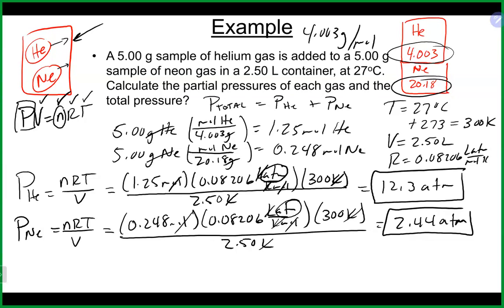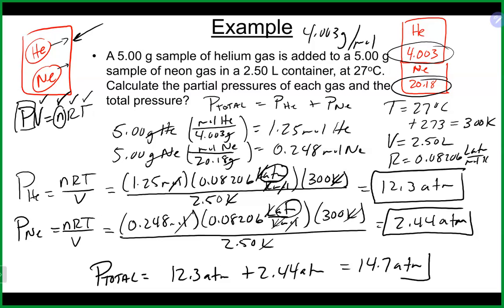Yeah, so I just need to add both of these numbers together to get the total pressure of that mixture. And that would be 12.3 plus 2.44, and that's 14.7 in this case, atmospheres. Any questions on any part of that calculation?